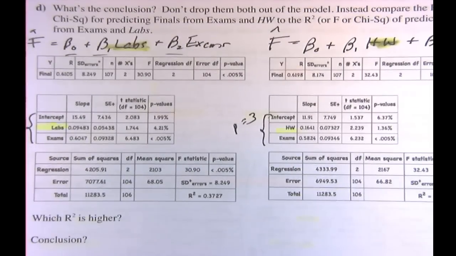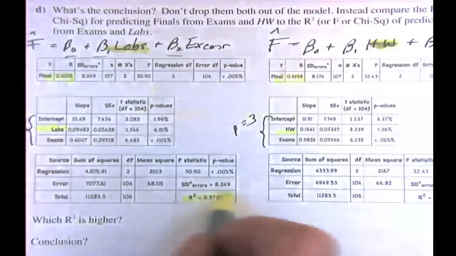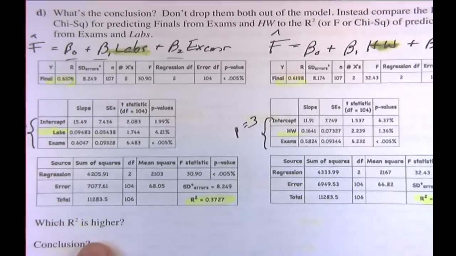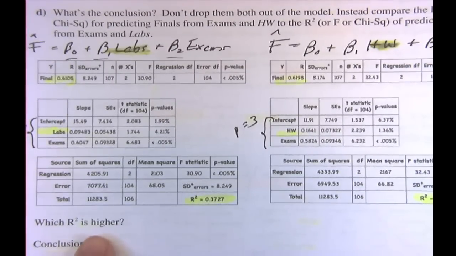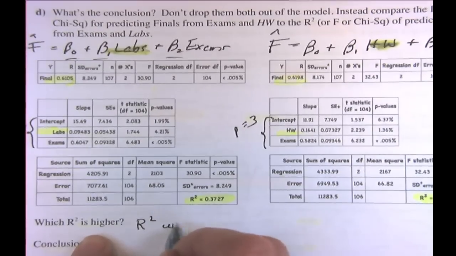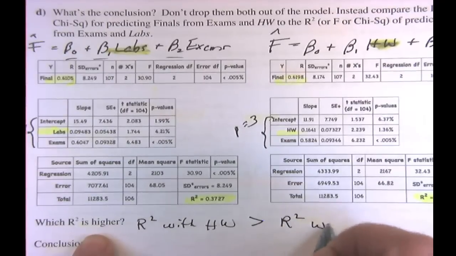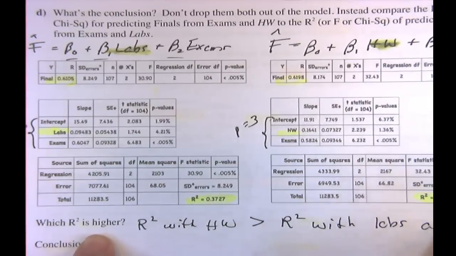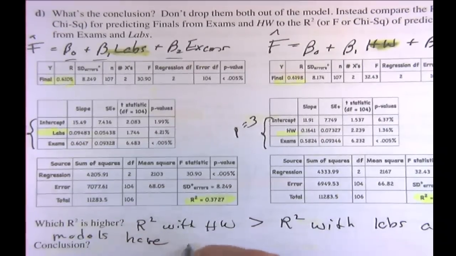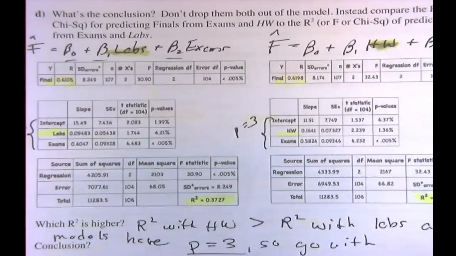Now when we check R and R squared, here's R, and when we square it, we see this is the better model, because R squared is higher. So we'll see which R squared is higher. R squared with homework is greater than R squared with labs. And both models have P equal to 3. Same number of parameters, so I'm just going to go with the one that has the higher R squared. So go with the homework model.